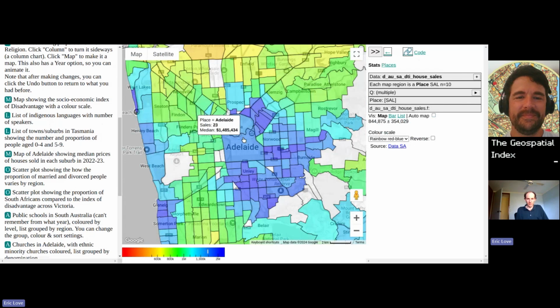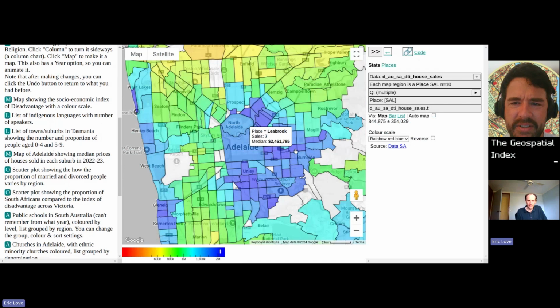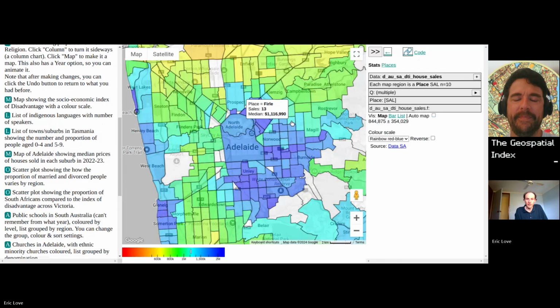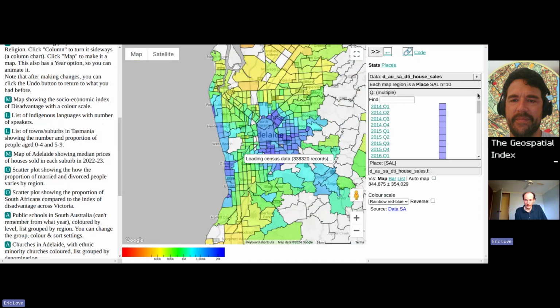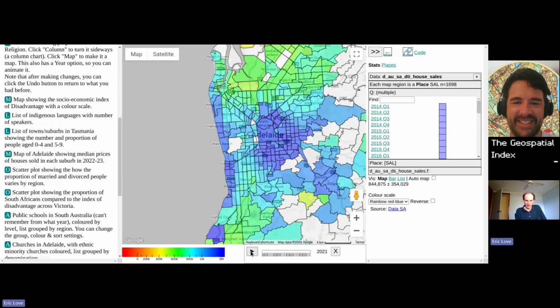Yeah, so this is a map showing the median house price in each suburb. And what year is this? At the moment it is the 12 months up to the middle of this year. Okay. But we can see all of it. It'll take a while to load all the years, but we've got it going back to 2014. So this is animating from 2014 to the present day.